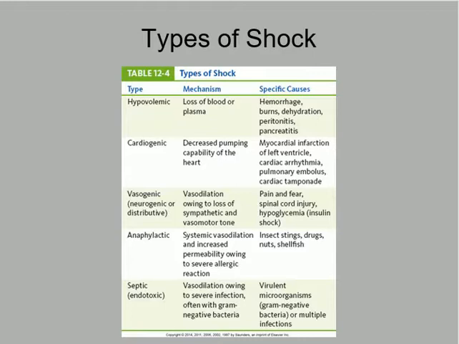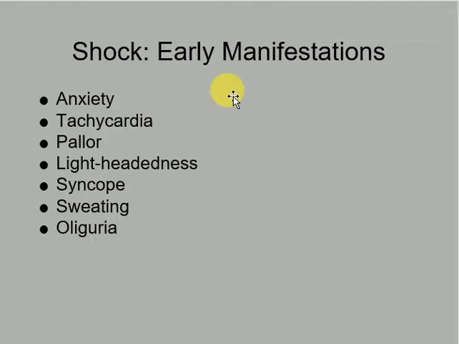These are the early general manifestations of shock. So this person is going to develop shock. At the beginning, he will be anxious, with pallor, lightheaded, and also sweating and oliguria, and also tachycardia, and it can go up to syncope at the end, where they fall down because of the severe reduction of blood pressure. The reason for all of those is the same thing, which is a drop of the blood pressure.